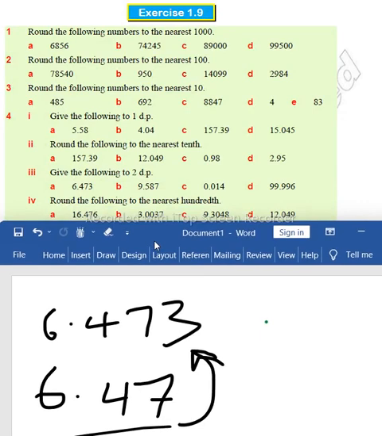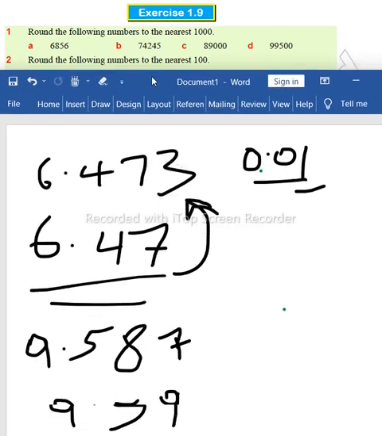0.014 is simply, you can write it as 0.01. This is the answer for C. And the D: 99.996.